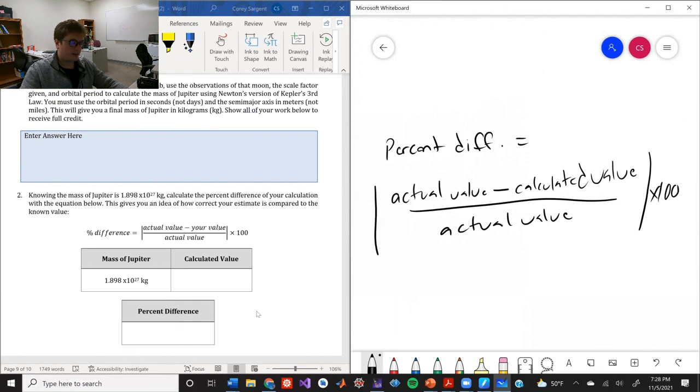As a hint, if you get question 1 correct, your percent difference should be less than 100%. You should be pretty close. It's not going to be less than 10 unless you got a really good number, but it definitely should be less than 100, 110% as your percent difference.